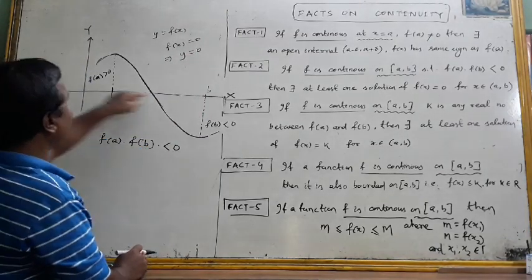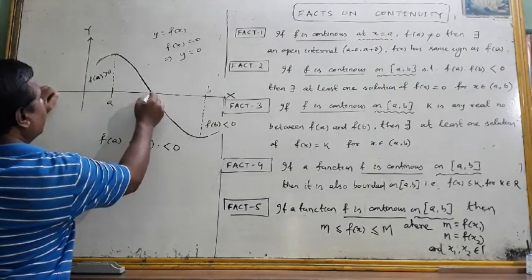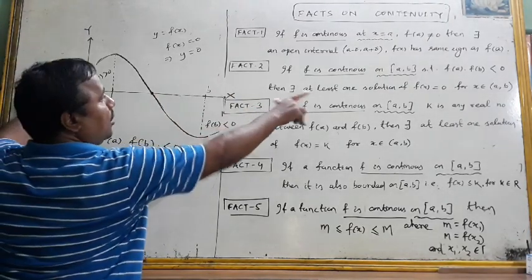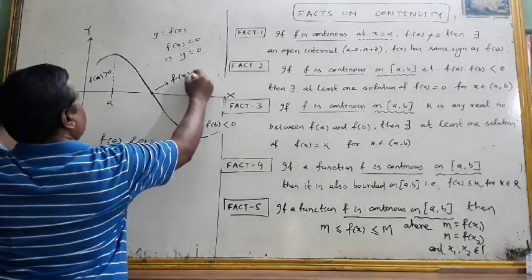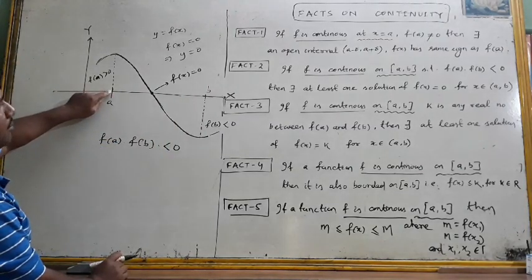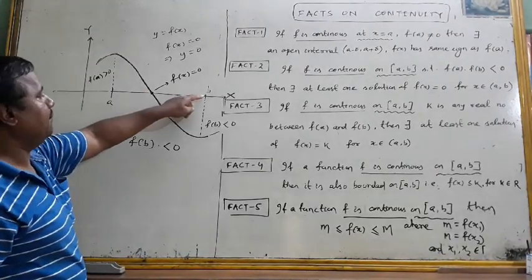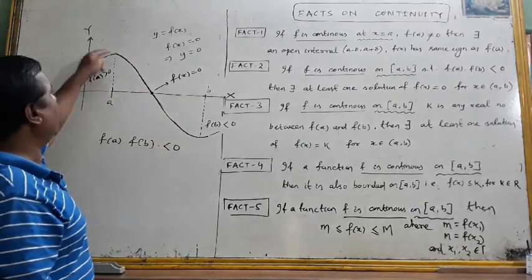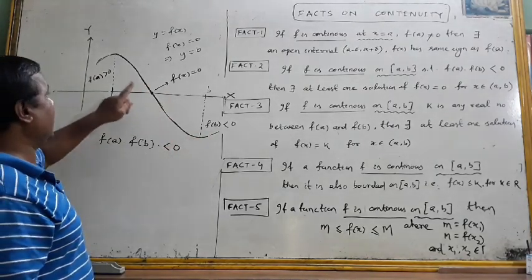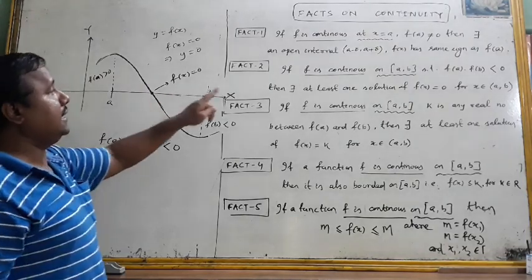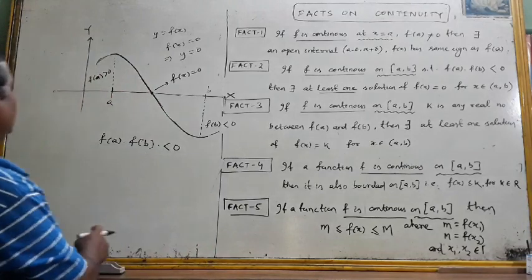Here, this line is y equals 0. So there exists a point where y is equal to 0, or f(x) is equal to 0. This is the solution. Here f(x) is equal to 0. It means if there exists a point above the x-axis and a point below the x-axis and the curve is continuous, then we say there exists at least one solution. At least, a very important line: at least one solution of f(x) equals 0.